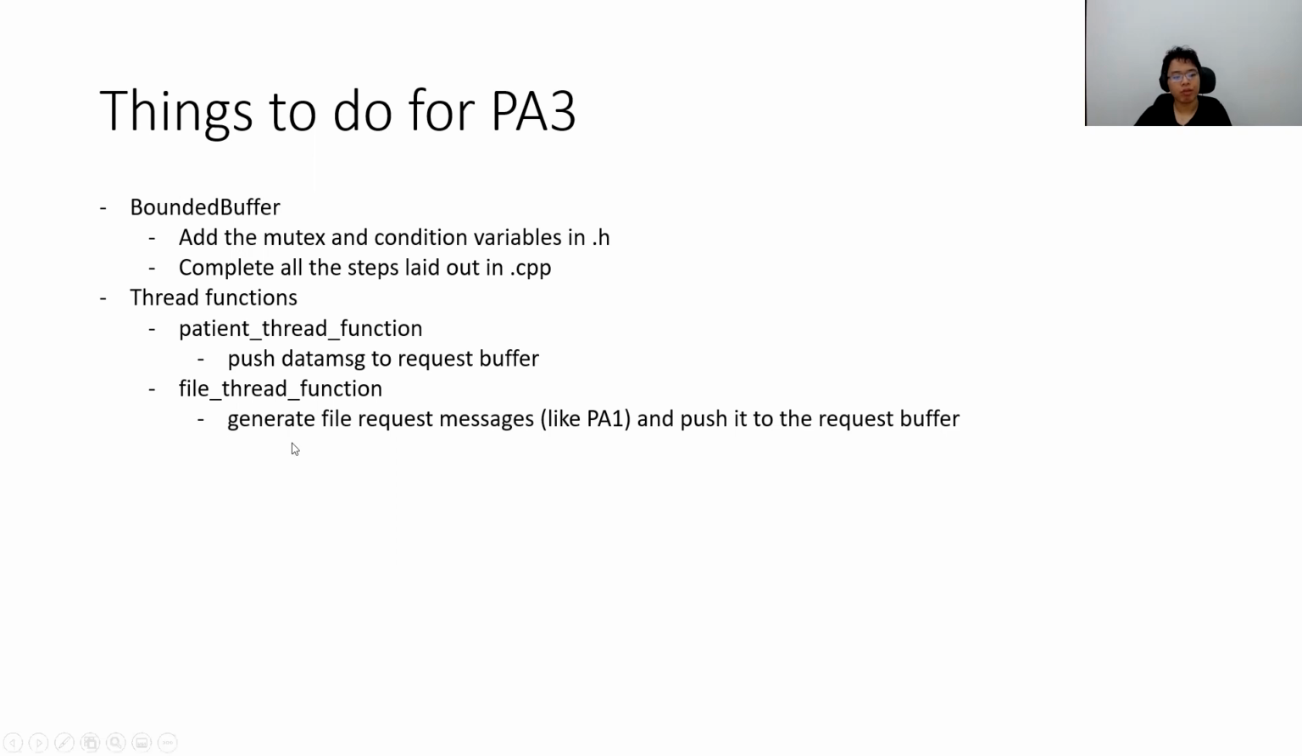The file thread function would generate file requests again. In PA1, you have a single thread in a single process. So it would generate the file request messages and then push them.